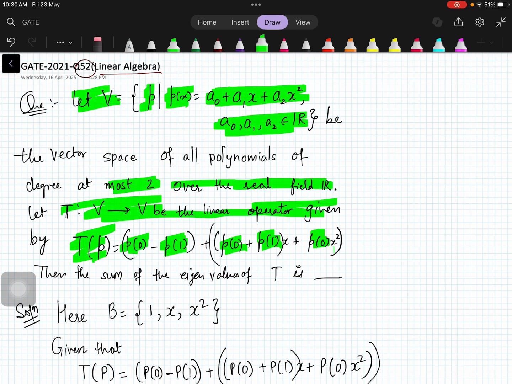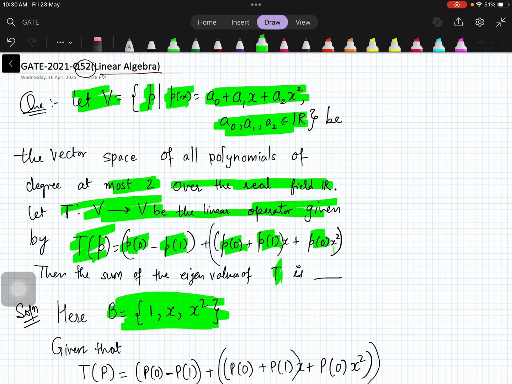Now you think about it. How can you find the sum of the eigenvalues of an operator T? Right? For that you need to know a matrix representation of T. So what is the easiest matrix representation of an operator or a linear transformation? You choose the most basic basis.